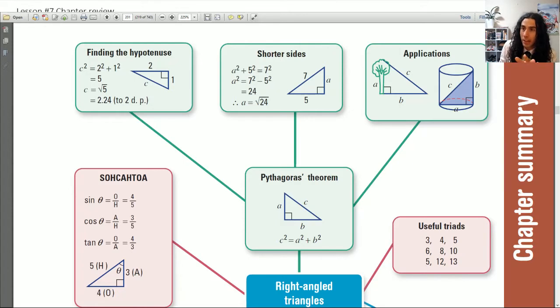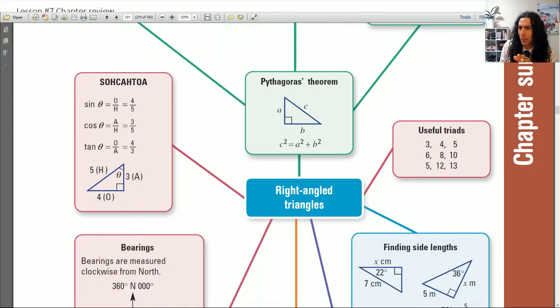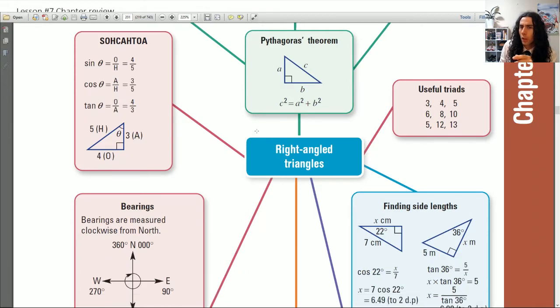Okay, but then in terms of trigonometry, that's down the bottom. So that useful triads thing, I'm surprised that that's not part of the Pythagoras one. That's directly connected. But anyway, we've got here SOHCAHTOA on the left. Sine is opposite over hypotenuse, cos is adjacent over hypotenuse, tan is opposite over adjacent, with an example here, 3, 4, 5. And it's good that they've given the example. You can see theta, opposite is 4, 5 is the hypotenuse.